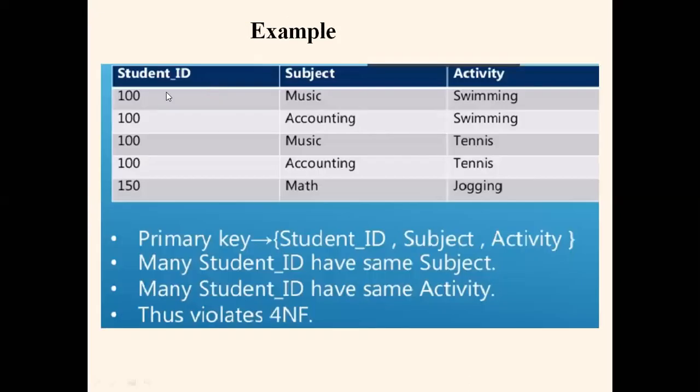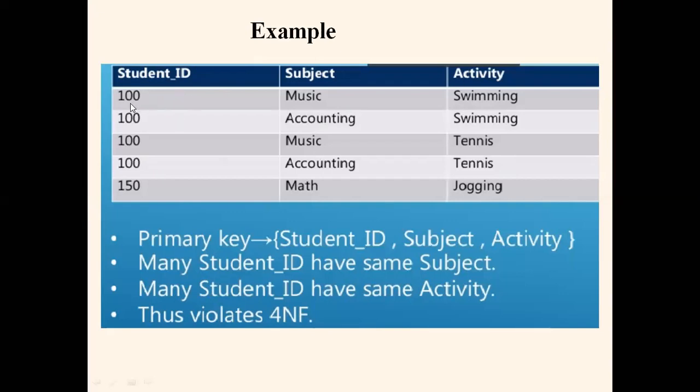Here we have an example with student ID, subject and activity. So we have three attributes, A, B and C. A is student ID, B is subject and C is activity. So for every student we have a subject, we have an activity.